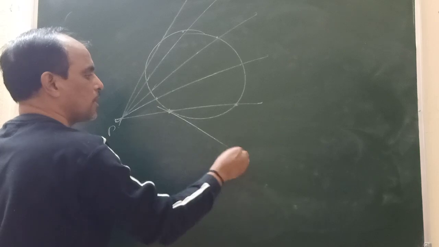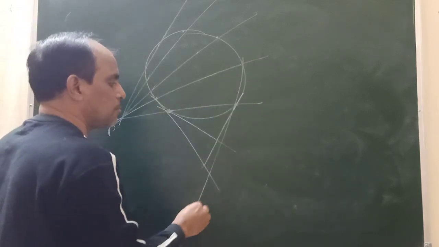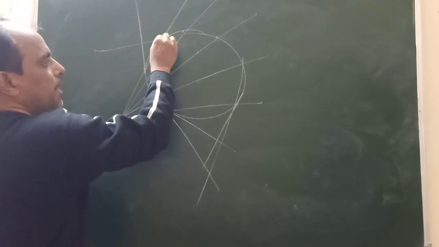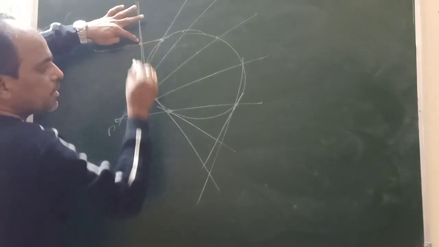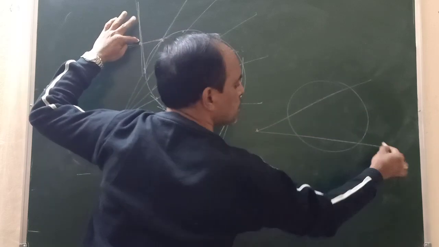From the ends of the chords, I am going to draw tangents. So these will be the tangents. These are the chord ends. From the ends of the chords, I am going to draw tangents, and this is the point of intersection of tangents. Without confusion, I will draw only two secant lines.